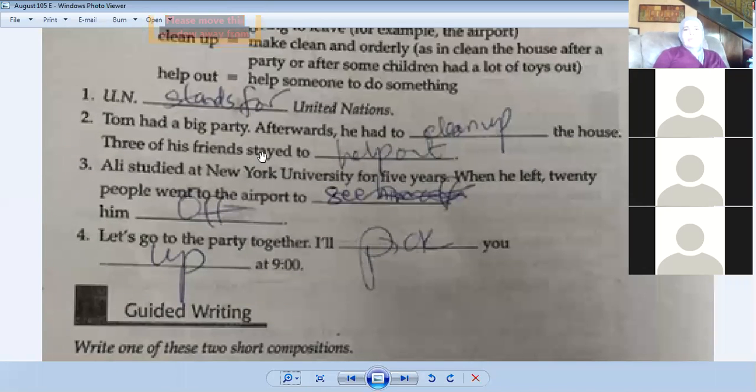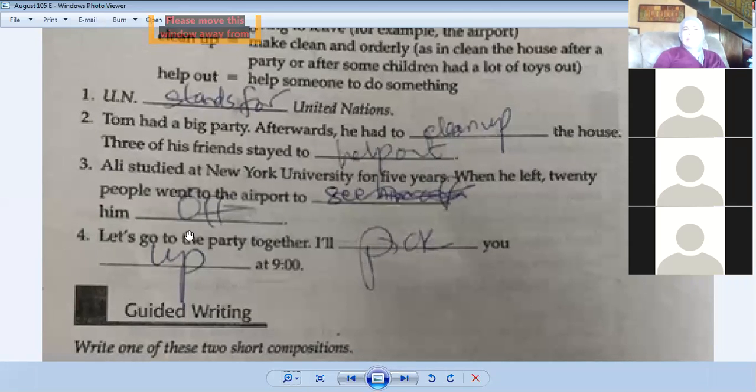All right. Three of his friends stayed to do what? To help out. They're good friends, aren't they, guys? Your friends who stay after the party for some time in order to help out are great friends, I would say. Three, Ali studied at New York University for five years. When he left, 20 people went to the airport to see him off, right?